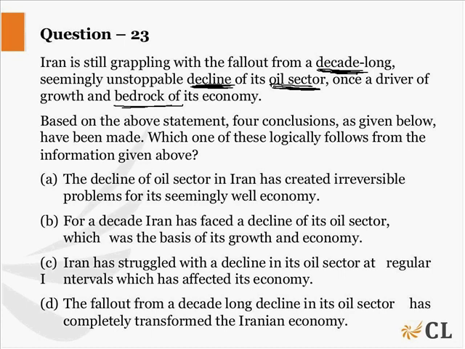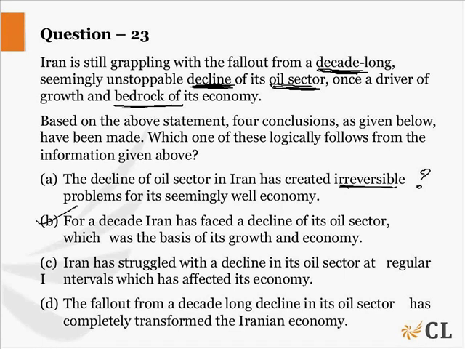So there was, and for the last 10 years there has been a decline, slowly decreasing. So which statement talks about this? First gives you the decline of the oil sector in Iran has created irreversible problems. This is not written anywhere. I cannot conclude this. He is not saying that. B is saying for a decade Iran has faced decline of its oil sector, which was the basis of its growth and economy. That is the same thing he is talking about.